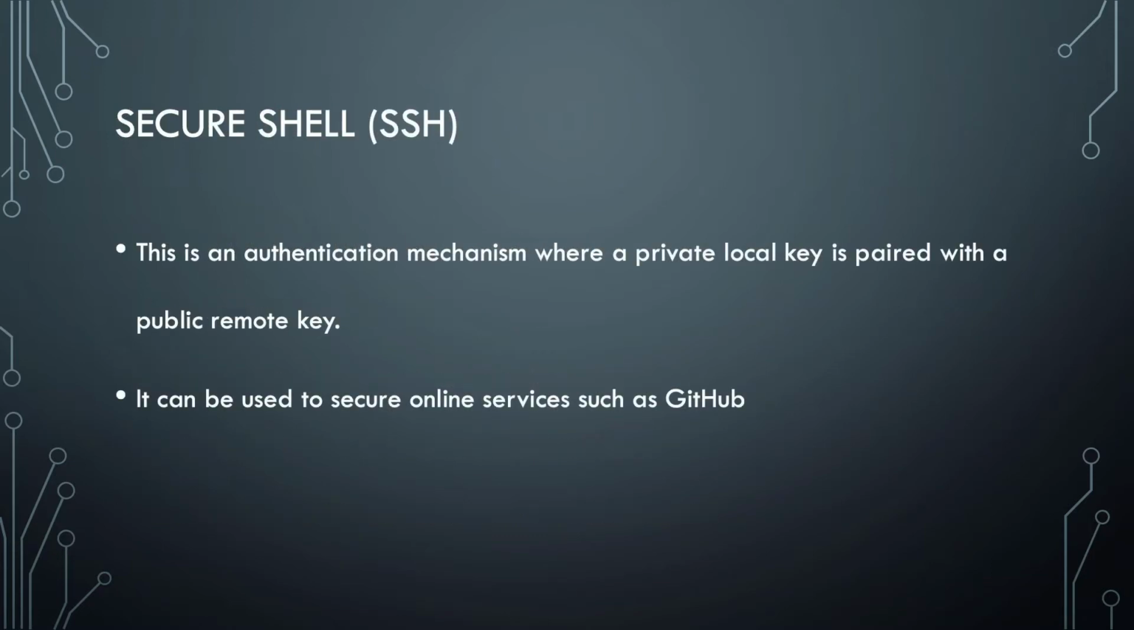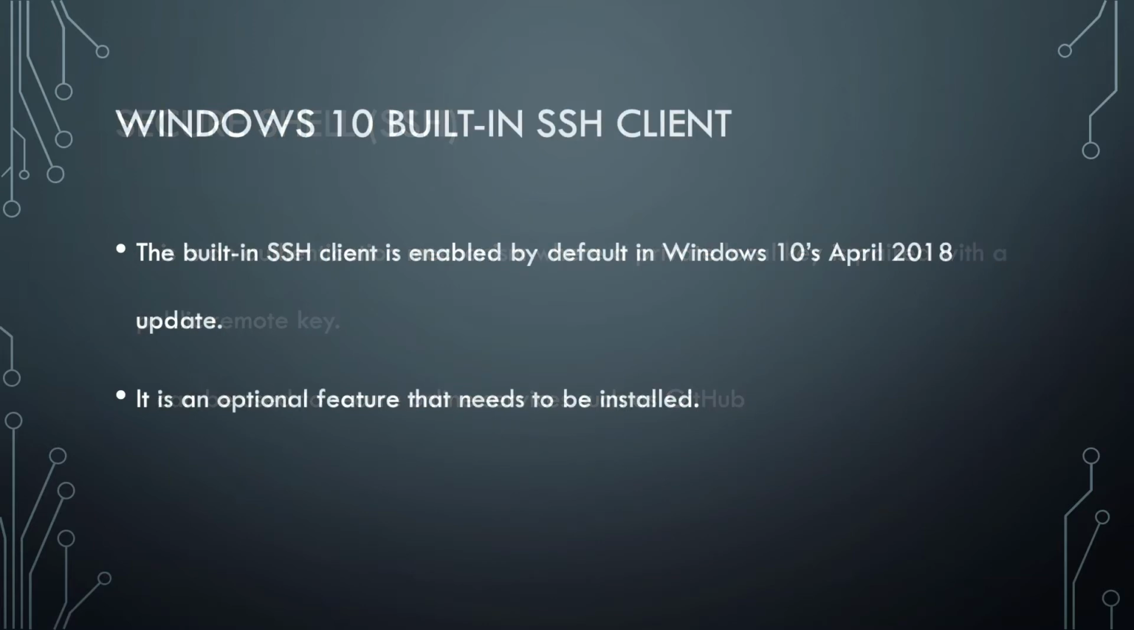The secure shell, or SSH, is an authentication mechanism where a private local key is paired with a public remote key. It can be used to secure online services such as GitHub. The built-in SSH client is enabled by default in the Windows 10 April 2018 update. It is an optional feature that needs to be installed.